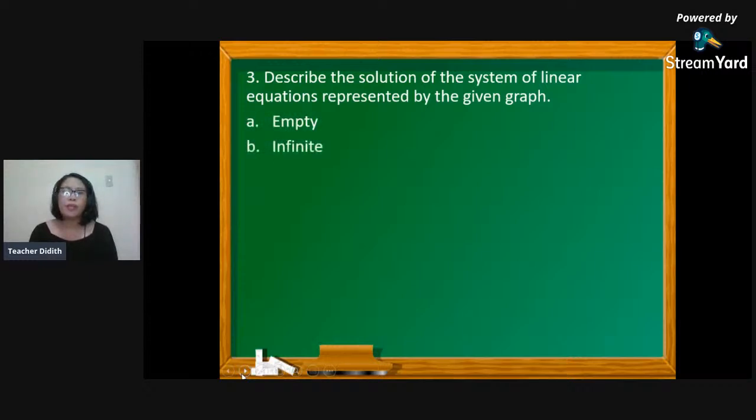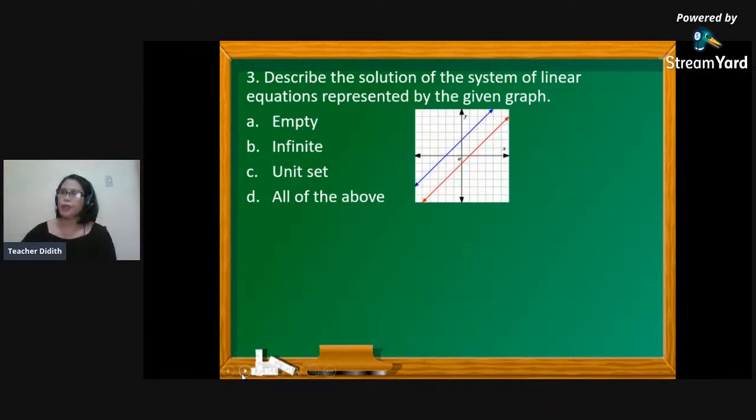Describe the solution of the system of linear equations represented by the given graph. Okay? So you learned about the system of linear equations. So you begin to write your answer for number 3. Is it A, B, C, or D? A lot of answers are A. I think everybody answers A, and that's correct.